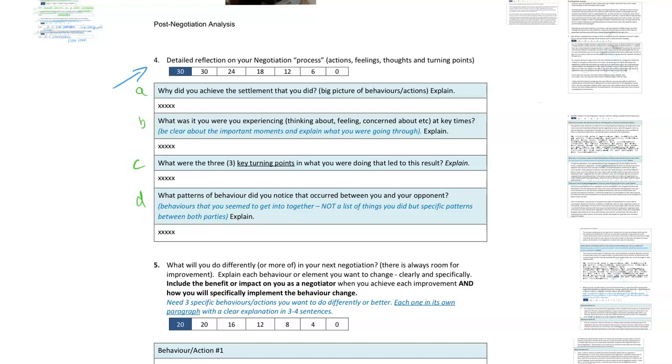So if we look at the first question, why did you achieve the settlement that you did? This is not a question that's asking, why did you want the outcome? Well, I wanted the outcome because the case said I wanted the outcome, or I wanted that new thing, or whatever it was. That's not what this question is asking. It's asking about the behaviors and actions that got you there. So that's why we're highlighting here behaviors and actions. And you want to explain those.